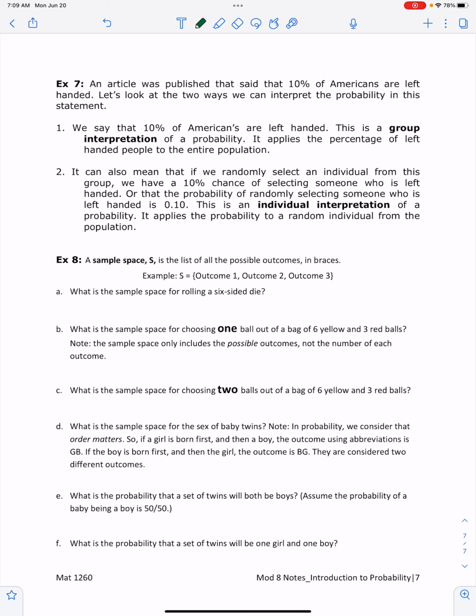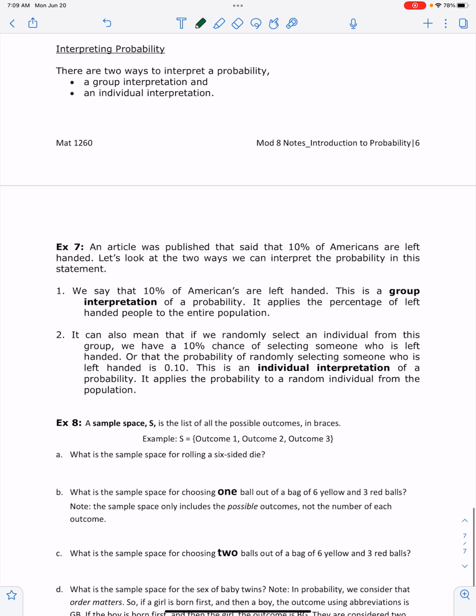Module 8, Introduction to Probability Notes. This is page 7. So backing up just a little, there are two different ways for us to interpret a probability. Okay, so we have a group interpretation and an individual interpretation.